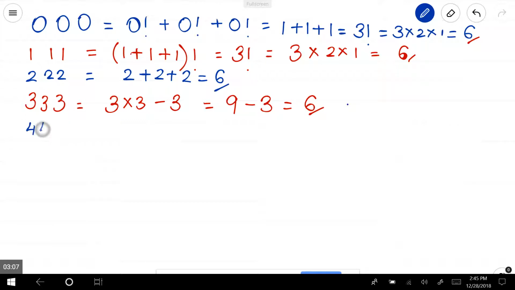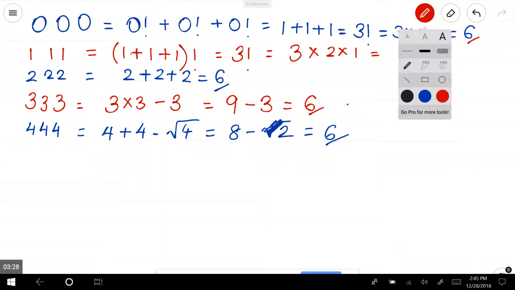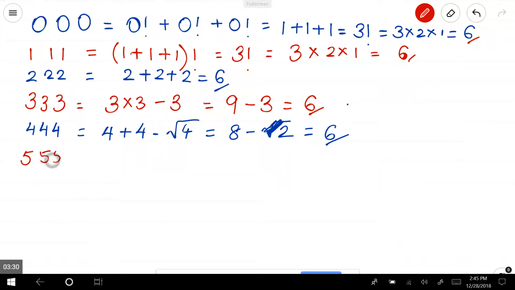All right, 4, 4, 4. I will have 4 plus 4 minus square root of 4. And you'll see it'll come out as 6. 4 plus 4 is 8. Square root of 4 is 2. Sorry, 2 without the square root. 8 minus 2 is 6. Done. All right, 5, 5, 5. This one is also easy. 5 plus 5 divided by 5 in parentheses. So I'll do the parentheses first. 5 divided by 5 is 1. 5 plus 1 is 6.